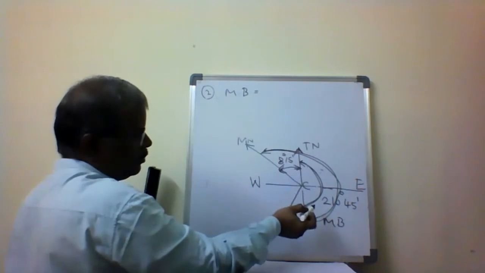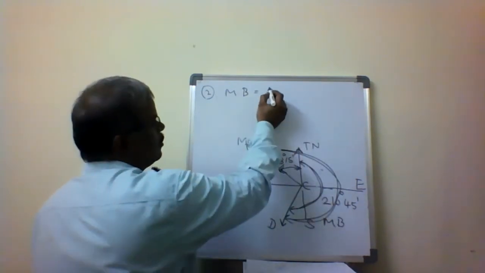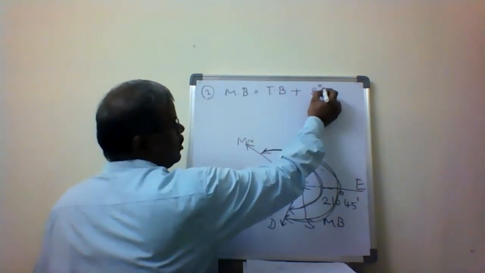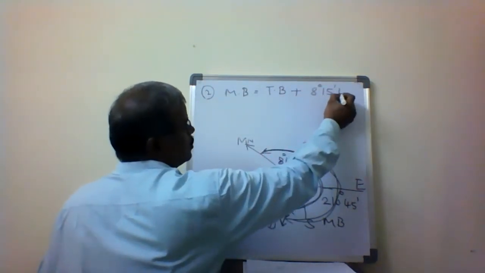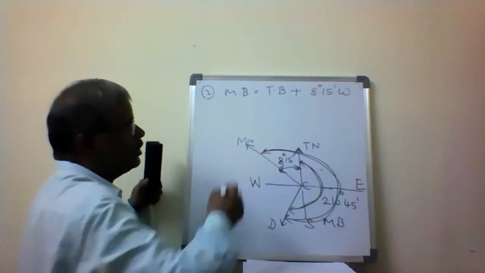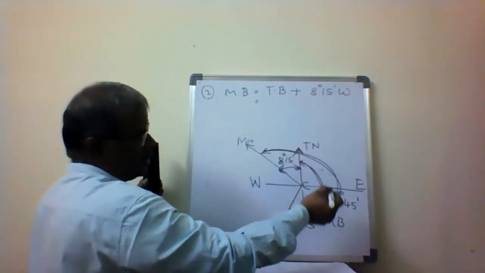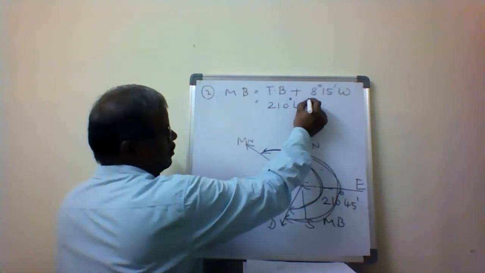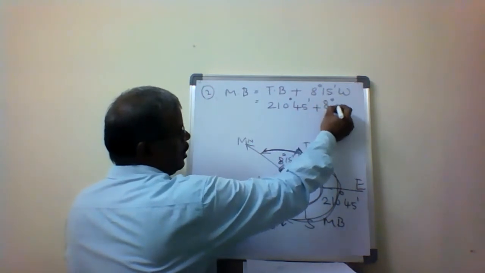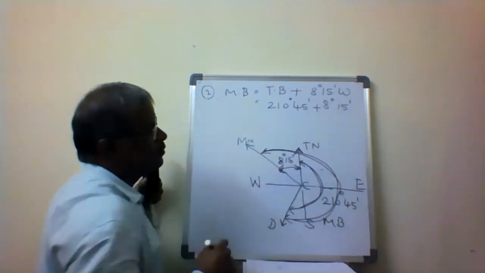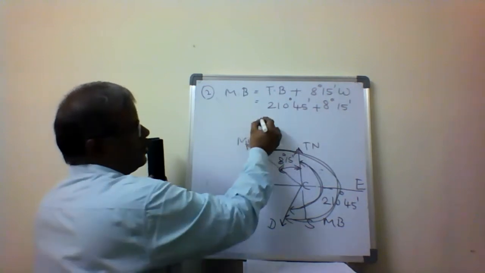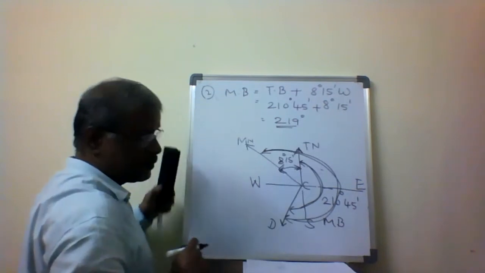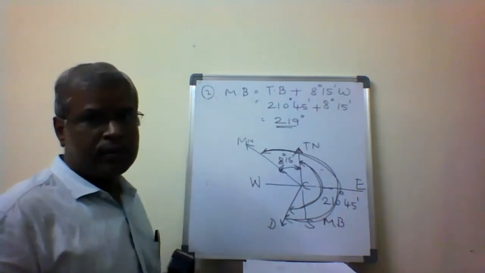So the magnetic bearing equals the true bearing plus the 8 degrees 15 minutes west declination. What is the true bearing? It's given as 210 degrees 45 minutes, plus 8 degrees 15 minutes. So the total is 219 degrees. 219 degrees is the magnetic bearing.